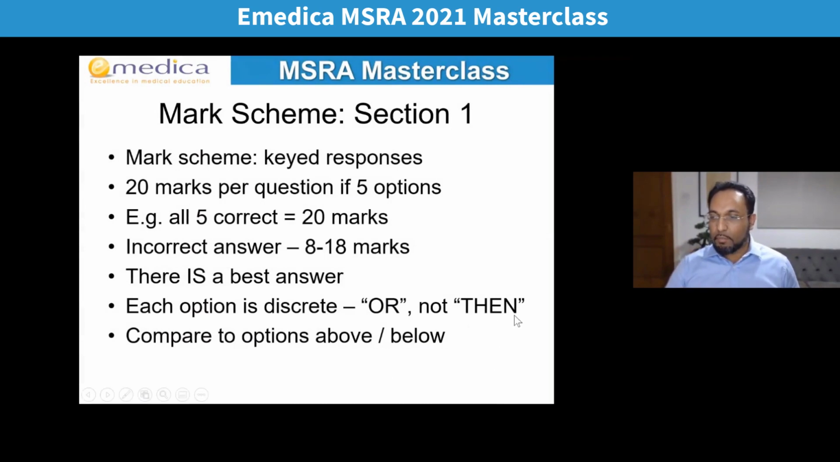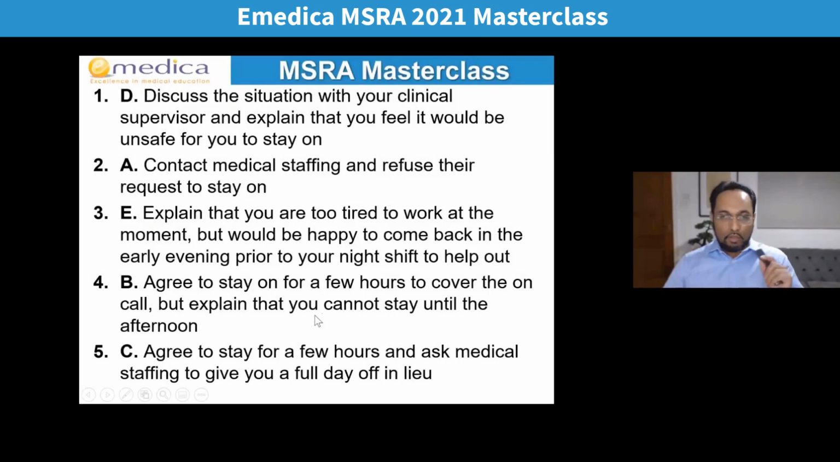So instead of thinking about the word then, you should be thinking about the word or, okay? If I could only do one of these, and that is my whole response to this situation, and I'm not going to do anything else, which one thing is the best one? Is it D, or is it A, or is it E, or is it B, or is it C? Okay, and the right answer is it's D.